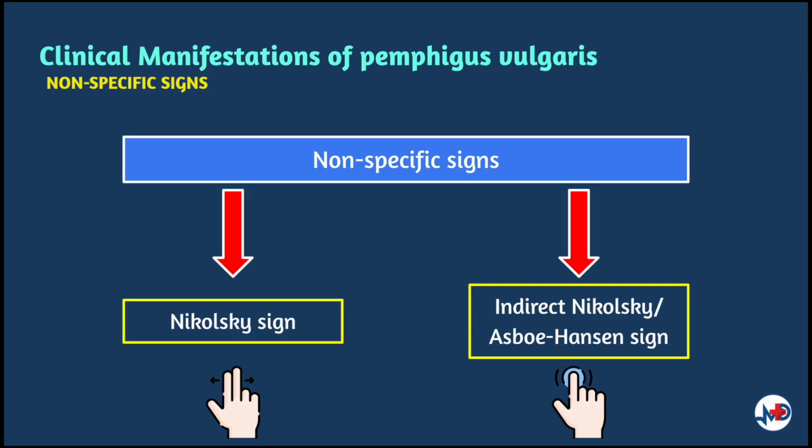Next is the indirect Nikolsky sign, also known as Asboe-Hansen sign. Here again, you apply pressure pushing down on the blister and making it spread bigger into clinically unaffected skin. Again, bear in mind that this too is a non-specific sign and could indicate other active blistering diseases. A positive Nikolsky sign means you rubbed next to a blister and made a new one. The related indirect Nikolsky is pushing down a blister and making it spread bigger, also known as Asboe-Hansen sign. However, not everything that has a positive Nikolsky is pemphigus.